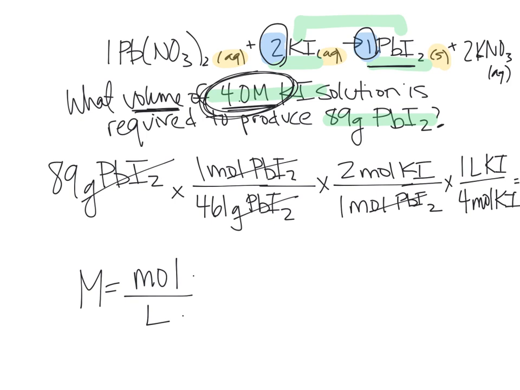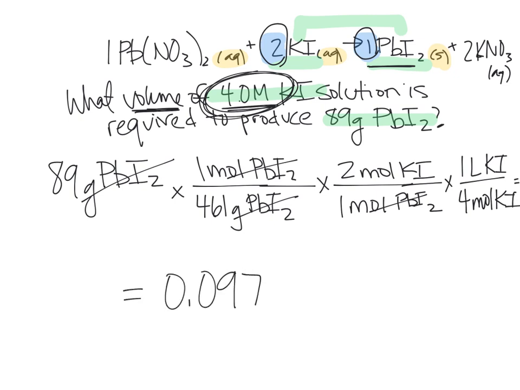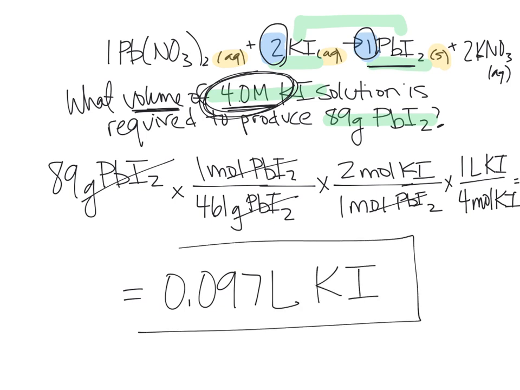Then we're ready to solve. To solve, we just multiply everything in the numerator and divide by everything in the denominator, and we should get 0.097 liters of KI solution. That's how much of the 4 molar solution I need to use, assuming I have enough lead nitrate. That's how much of that solution I need to use to make exactly 89 grams of lead iodide.